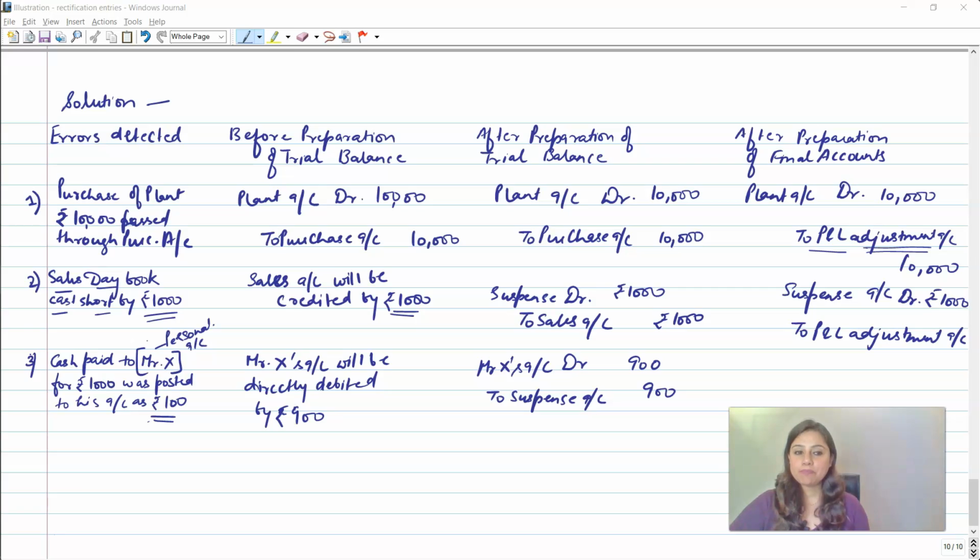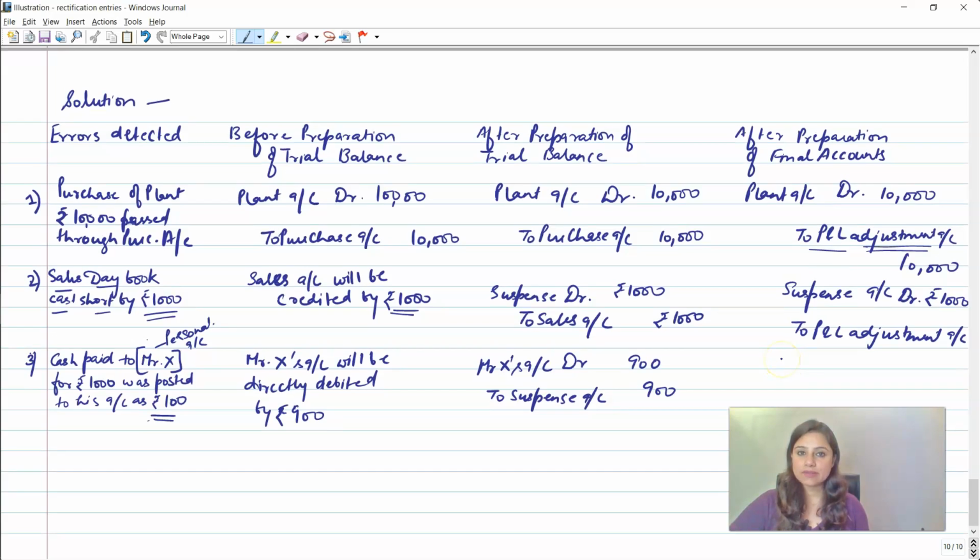The impact after preparation of final accounts would be through the suspense account. So the account that has to be debited would remain the same, that is Mr. X's account would be debited, and the credit impact would be recorded in the suspense account. And why not the P&L adjustment account? Because Mr. X's account is not of nominal nature. So therefore the entry would be Mr. X's account debit to suspense account rupees 900.